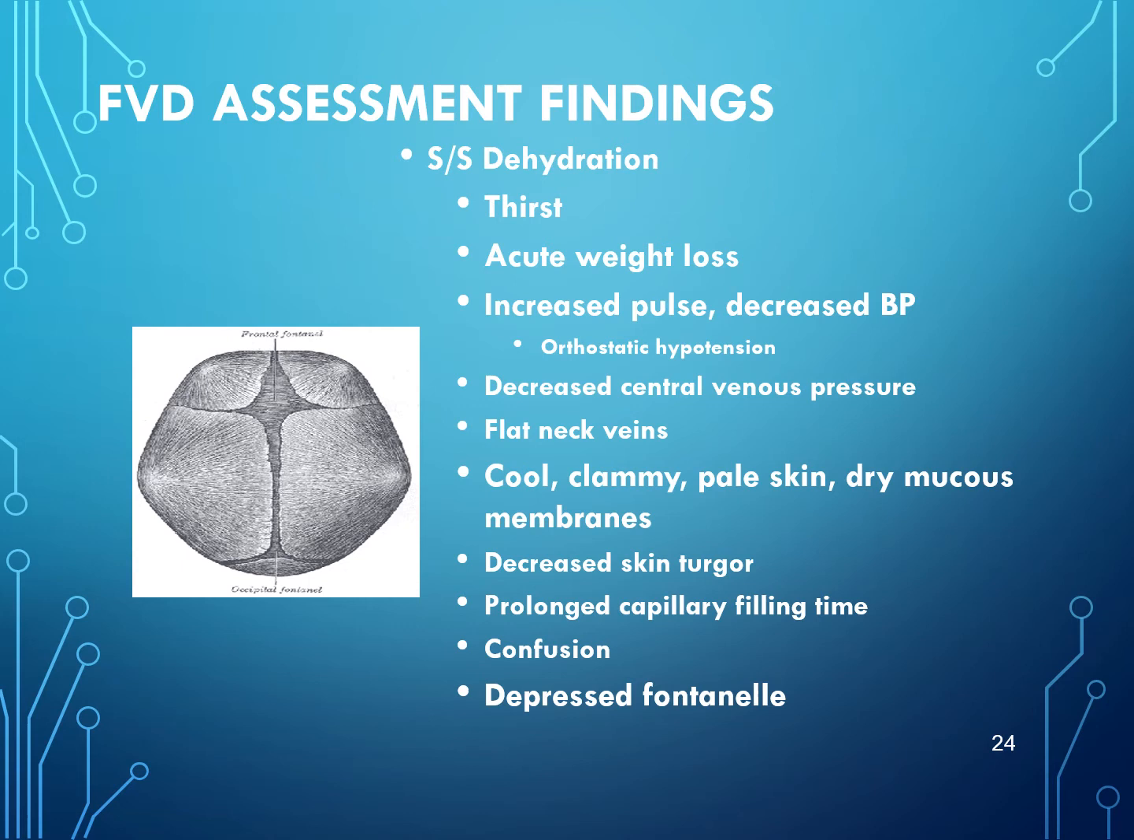Then we have flat neck veins, but this is also a normal assessment finding. It becomes more important when we look at fluid volume excess with those neck veins. But flat neck veins, it's a normal assessment, but we're going to see it with fluid volume deficit. Then we have our cool, clammy, pale skin and dry mucous membranes.